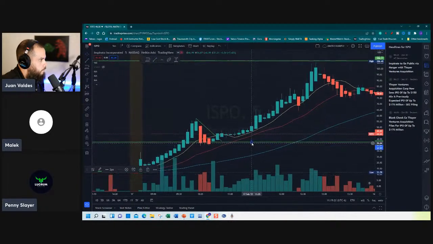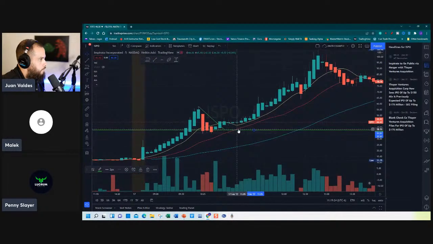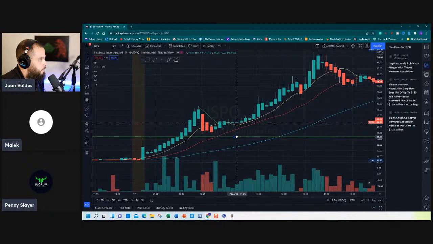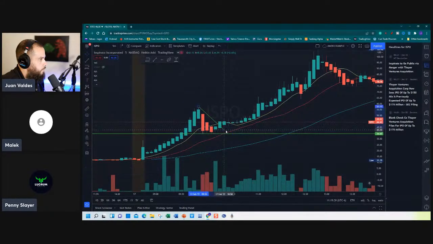Also, if you could draw the support line from the bottom of the open and drag it all the way to the top. Here we go. It's a support trend. It's an uptrend line. Okay, so now you'll kind of be seeing the squeeze that's happening.